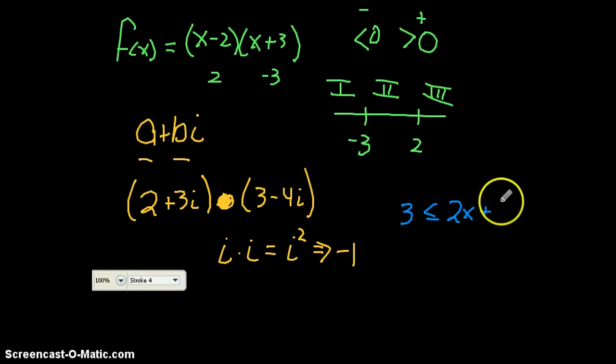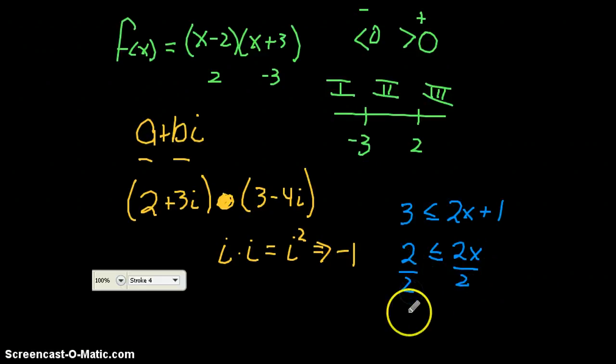So here, what I'm going to have to do is subtract a 1 from both sides. So I'm going to say 2 is less than or equal to 2x, and then I have to divide by 2 and divide by 2. Remember, x is greater than or equal to 1. Can you give me the answer in interval notation? Yes, 1 to infinity. Okay, so keep that in mind.